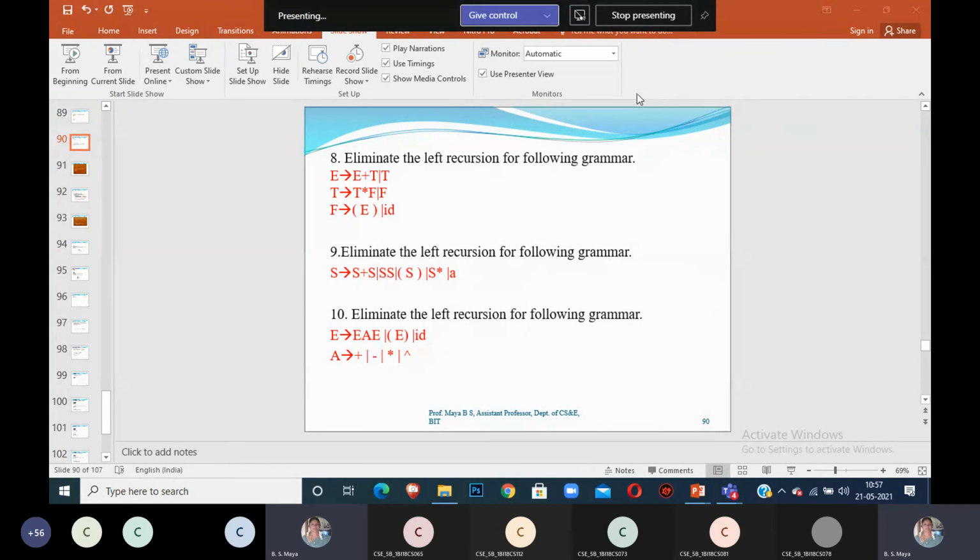Yes, there is S plus S, or S star A. Here, how many betas are there in that 9th problem? Two, ma'am. Open parenthesis and A. Okay, using two betas, you replace with three alphas. That's all. The 10th one is a simple problem I gave. See, don't make any error or confusion in this left recursion.